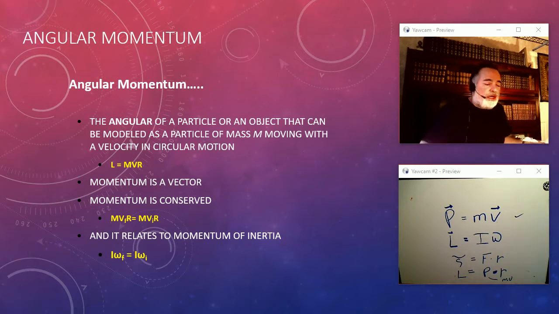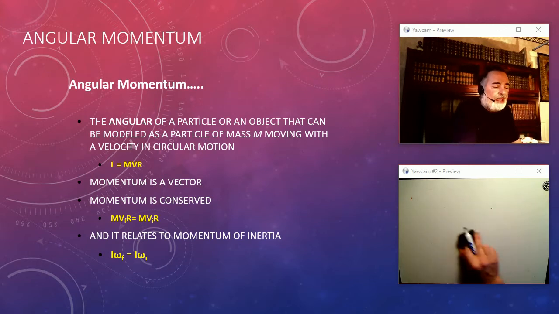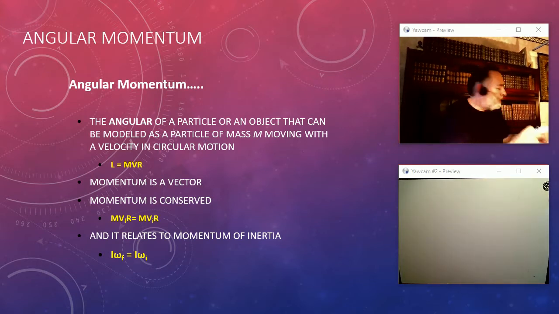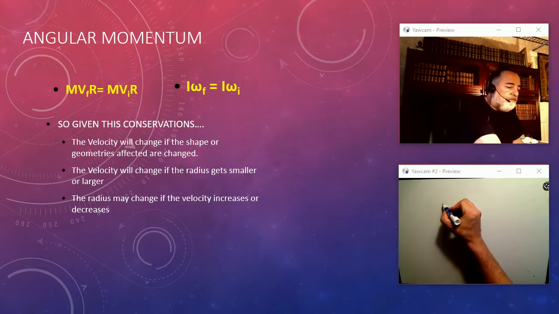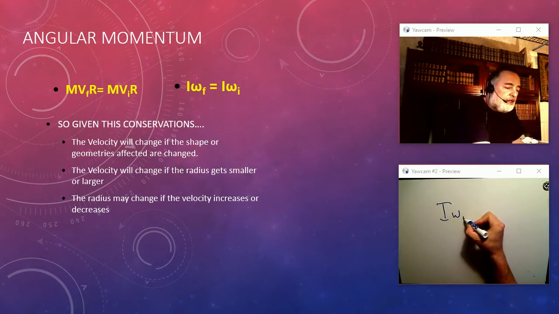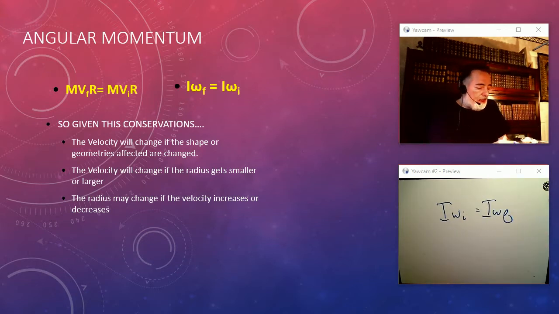All other things being equal, just like with momentum, if I don't have a non-conservative force acting, or non-conservative action taking place, such as friction, momentum is conserved. So given that conservation, if you look at I omega initial equals I omega final, you can look at that and say, okay, it's conserved.